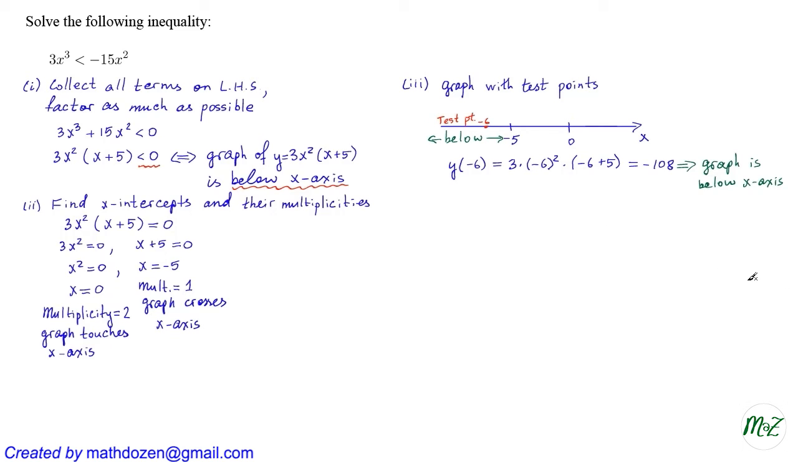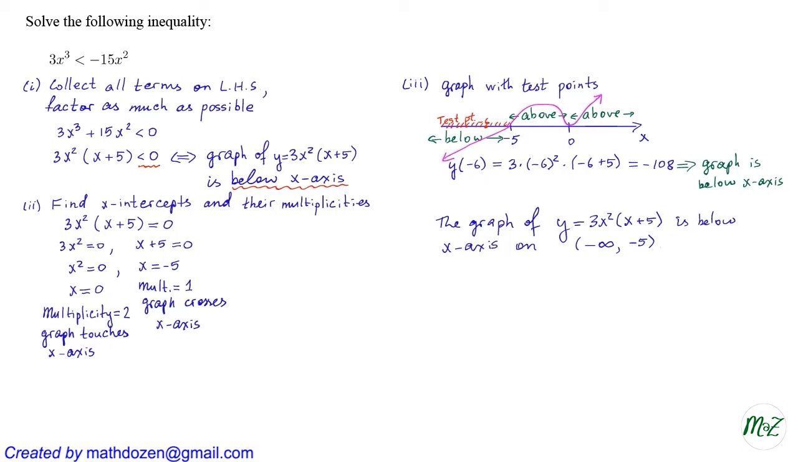And then we go by each intercept. Since negative 5 is the degree 1 intercept, its multiplicity 1 intercept, the graph will cross the x-axis. So on the other side of negative 5, the graph should be above. And then at 0, the graph only touches the x-axis, so it was above on one side, so it's going to stay above on the other side. So we're looking for the places where the graph is below the x-axis. So this is the schematic representation of the graph. So the graph will be below on the interval between negative infinity and negative 5.